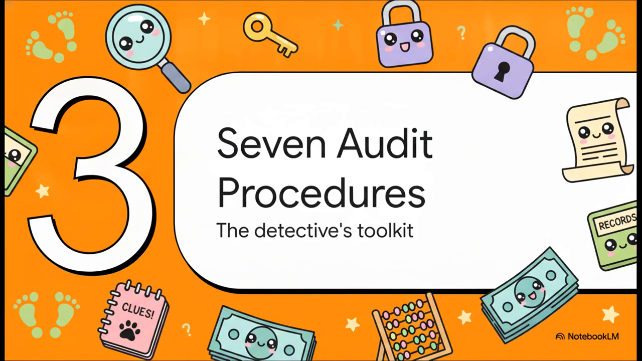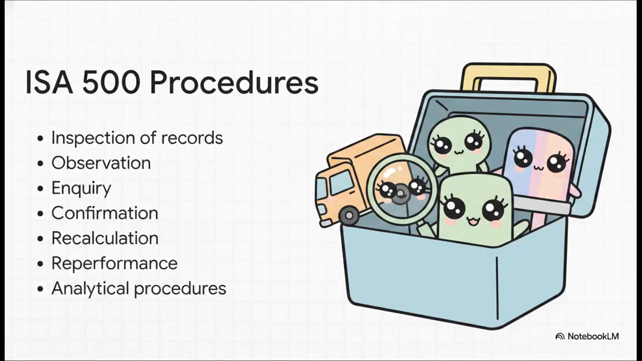Section 3. The 7 audit procedures. Opening up the financial detective's toolkit. ISA 500 outlines 7 specific procedures that truly form the foundation of audit fieldwork. We're talking about everything from inspecting tangible assets and observing internal processes in real time to making direct inquiries of management and seeking out external confirmations. It also includes recalculating numbers just to check the math, reperforming client processes, and running complex analytical procedures. Auditors weave these diverse tools together, often mixing and matching them to build a rock-solid case.